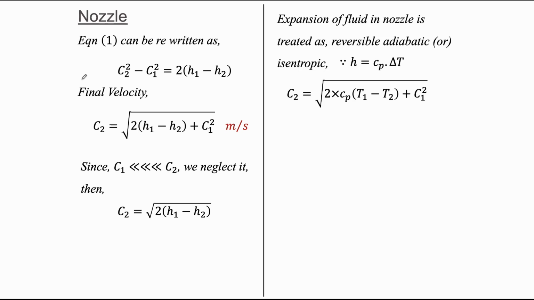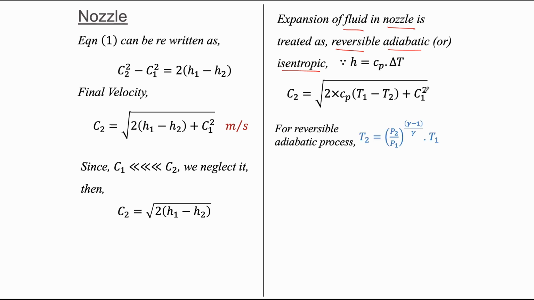And also, the expansion of fluid in a nozzle is treated as a reversible adiabatic or isentropic process. So for a reversible adiabatic or isentropic process, the enthalpy can be given as specific heat capacity at constant pressure into the change in temperature. So we can rewrite the final velocity as square root of 2 times the specific heat capacity at constant pressure into initial temperature minus final temperature, that is the temperature at the inlet minus the temperature at the outlet, plus the square of the initial velocity.